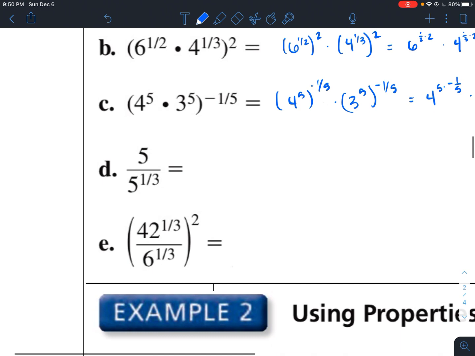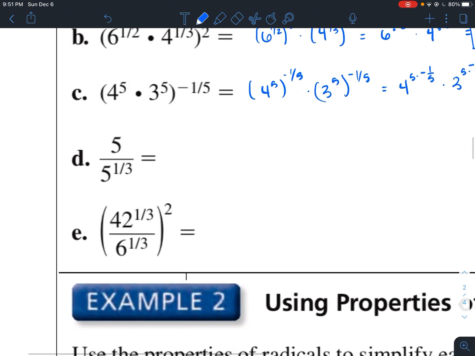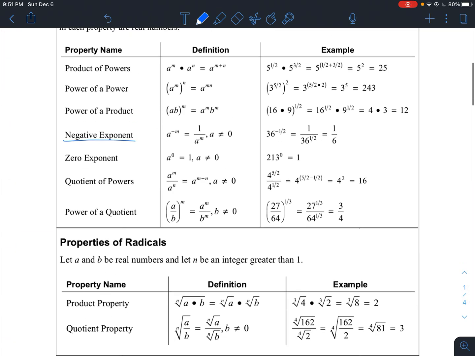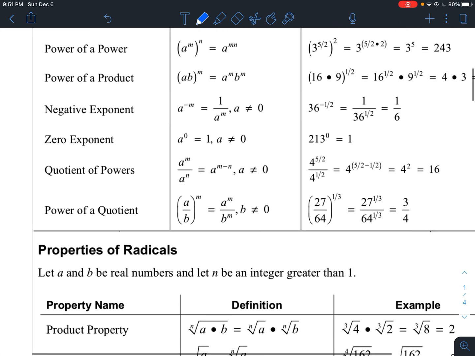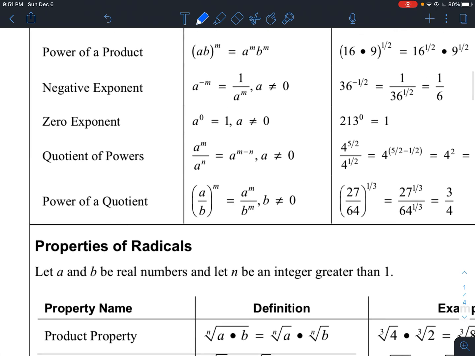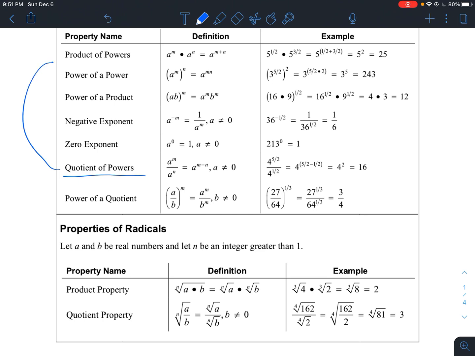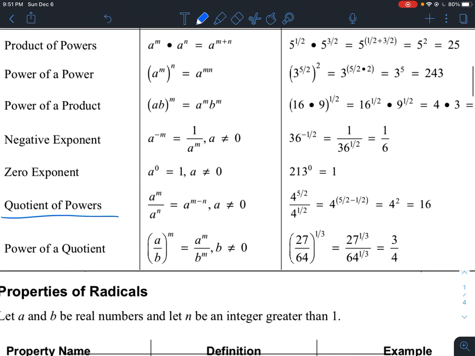Alright, so for D, I have 5. We can basically call this 5 to the 1 divided by 5 to the 1/3. So this is what we call the quotient of powers. You notice here that we have the same base, just different exponents. So if you have a to the m divided by a to the n, this is the same thing as a to the m minus n. So this is like the opposite of the product of powers, where instead of multiplication, we now have division.